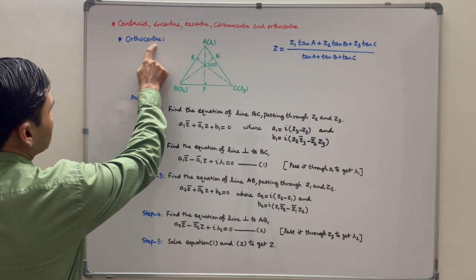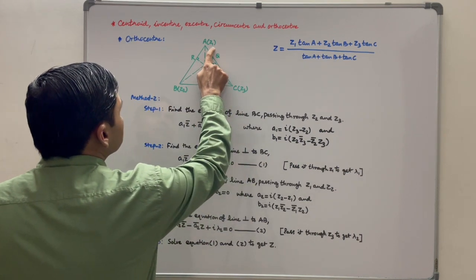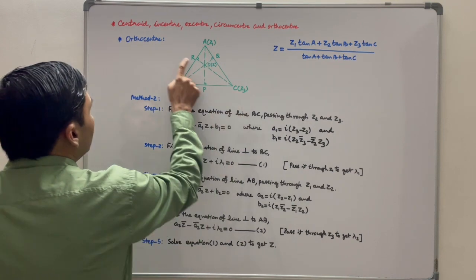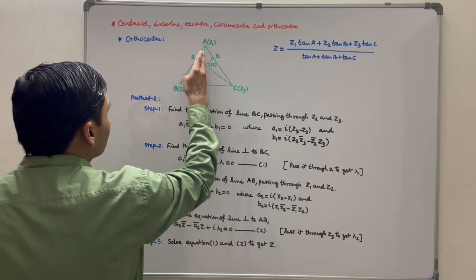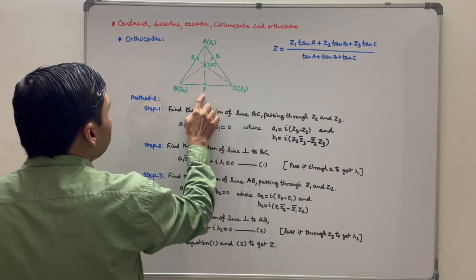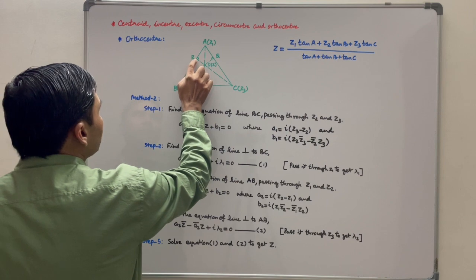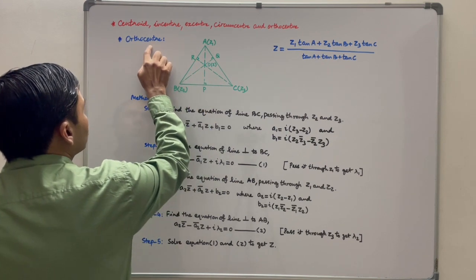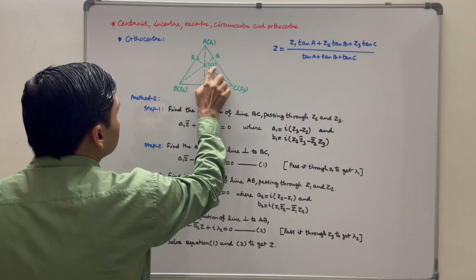Last one is orthocenter. Suppose ABC is a triangle whose vertices are represented by complex numbers Z1, Z2 and Z3. Orthocenter is the point of intersection of perpendiculars drawn on the sides from opposite vertices. In this figure, AP, BQ and CR are the perpendiculars drawn on the sides from opposite vertices. Their point of intersection is called orthocenter. Suppose O is represented by complex number Z.